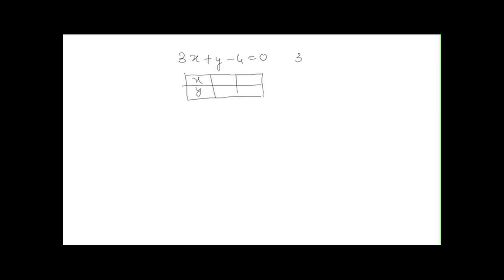Then we have to make y. We have to give values for x and find the value of y, or you can give a value for y and find the value of x. Correct? Yes, ma'am. So I can give x equal to 0. Then y will be?